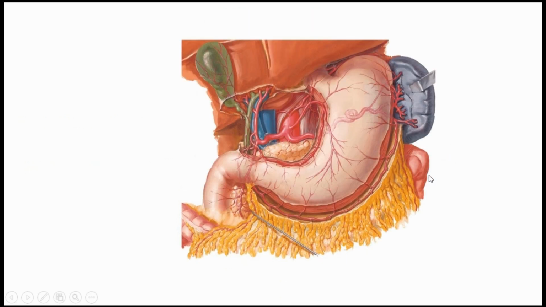So, deep breath in, let's talk about the celiac trunk supplying our foregut organs. So, what are the foregut organs? They are the distal esophagus, the stomach, the liver, the gallbladder, part of the duodenum, part of the pancreas, and our spleen right here. So here are the vessels we have to contend with.